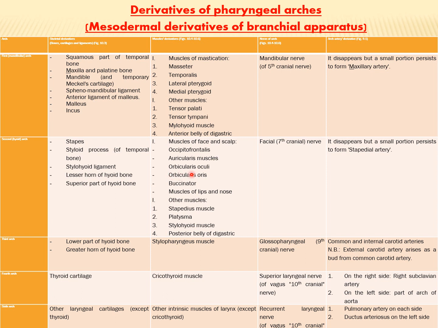And other muscle controlling the orbit, called orbicularis oculi. Other muscle controlling the opening of the mouth, orbicularis oris. Buccinator muscle forming the cheek, and muscles of the lip and nose. These are the most prominent muscles of the face and scalp, supplied by the facial nerve. These are occipitofrontalis, auricularis muscles, orbicularis oculi, orbicularis oris, buccinator, muscle of lips and nose.